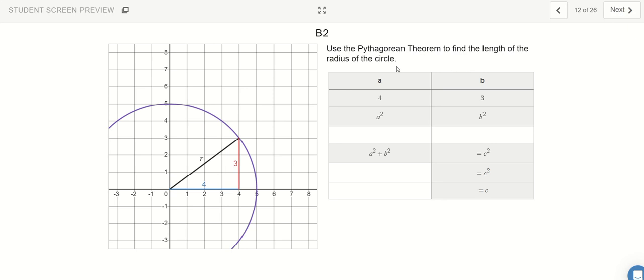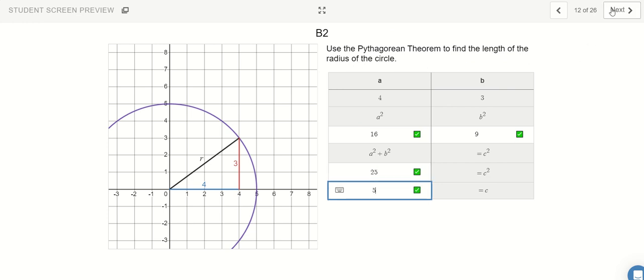Right? So if you remember one of our theorems, the Pythagorean theorem, I can do a squared plus b squared equals c squared. In this case here, a and b are these two legs, and the c squared, the hypotenuse, happens to be the radius as well. So here, 4 squared is 16. 4 times 4 is 16. 3 squared, 3 times 3 is 9. A squared plus b squared, if I add these up, I get 25. And the square root of 25 is 5.